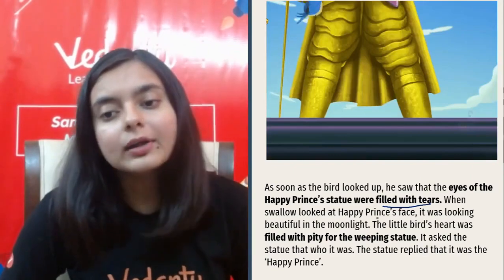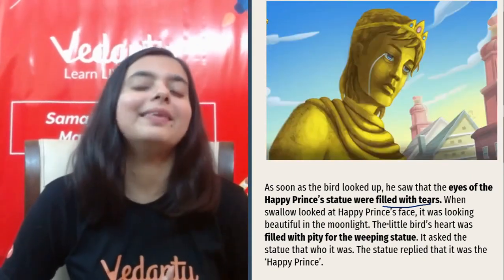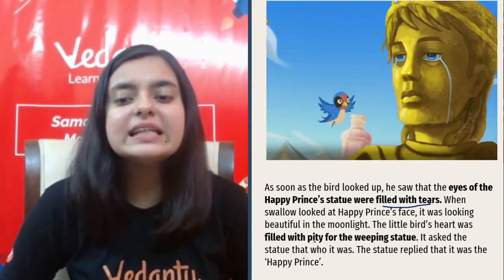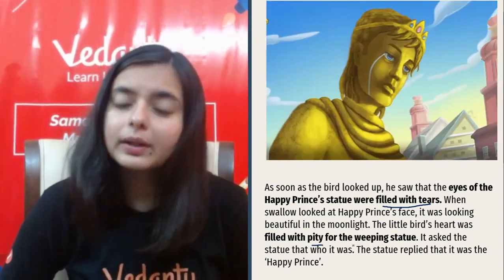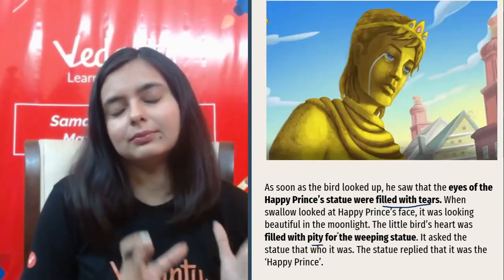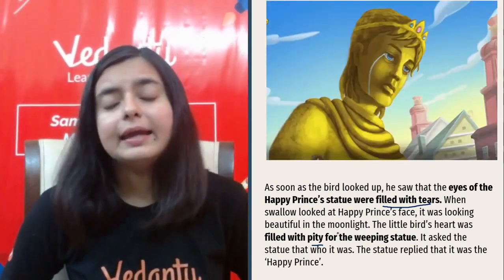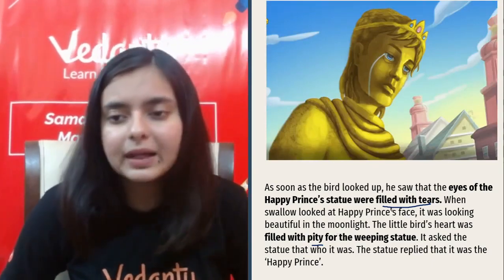When the swallow looked at the Happy Prince's face, it was looking beautiful in the moonlight. The little bird's heart was filled with pity. Why? Because the statue was weeping, right? The swallow felt very sad. He felt pitiful at the condition of the statue of the Happy Prince.